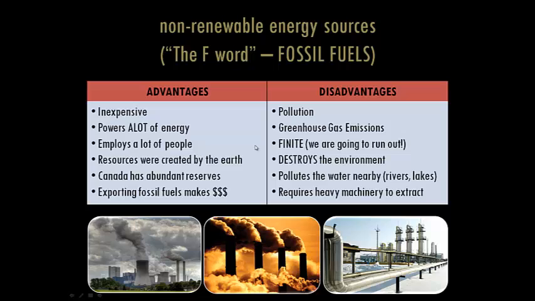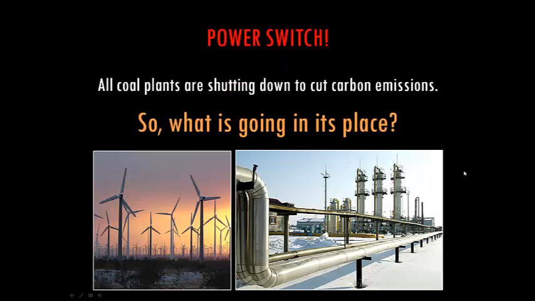Why do we call fossil fuels the F word? Well, because although they have some really big advantages, like that they're cheap and you can create a lot of power with them, and that we have quite a bit of it left over, it is dirty, dirty stuff. It causes a huge amount of pollution, lots of greenhouse gas emissions, which can exacerbate climate change. We're going to run out of the stuff eventually, and any attempts to extract or burn it requires heavy machinery and tends to destroy the environment in and around it.